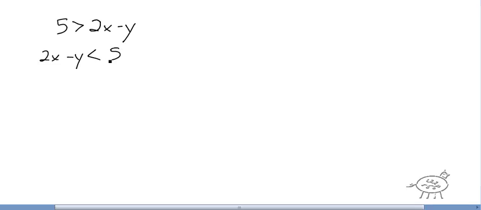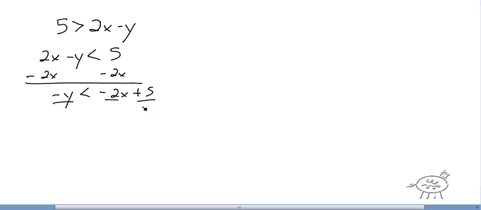is less than 5. I've now made this a lot simpler because you don't want to solve for that y when it's on the wrong side. So I'm going to subtract 2x. I get negative y is less than negative 2x plus 5. Divide by negative 1. And remember, I divided by a negative, so I switch the inequality. I get y is greater than 2x minus 5.